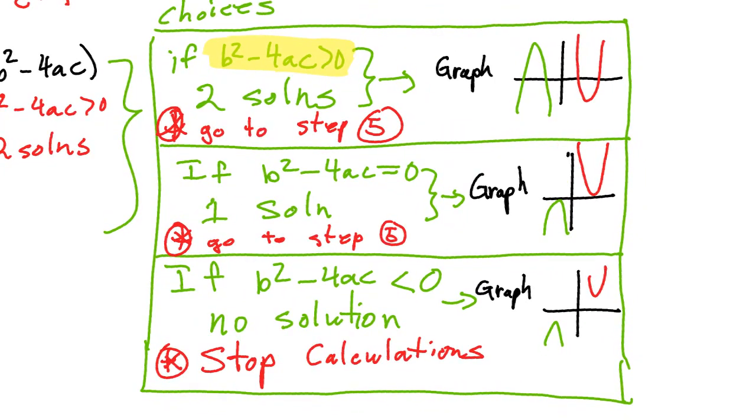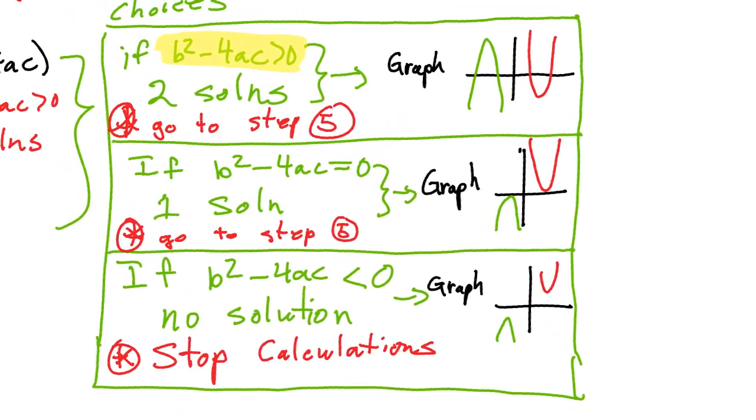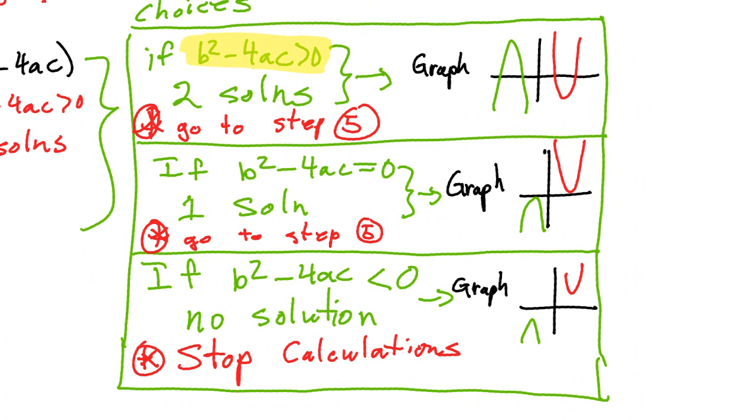Now, based on this information for the b squared minus 4ac, you'll notice that there are 3 choices. If b squared minus 4ac is bigger than 0, okay, so that's this one here. That's the most important one because we normally see something like this where we have 2 solutions. This is the thing that you'll normally see. You'll have 2 solutions. So your parabola either opens up and crosses the x-axis at 2 points, or it opens down and crosses the x-axis at 2 points, where the vertex is above or below, like so.